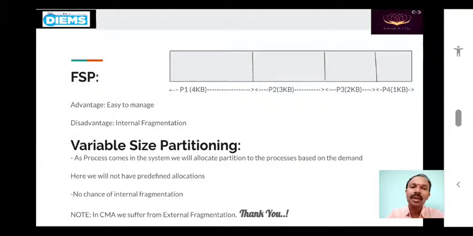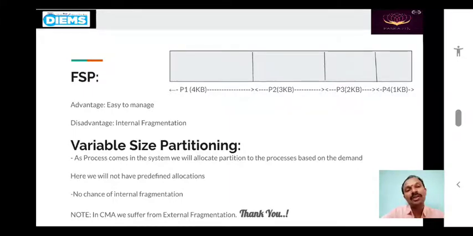Now in fixed size partitioning there are some advantages: it is easy to manage because the partition sizes are fixed, right? Disadvantages: it suffers from internal fragmentation. Now let us try to solve the problem of internal fragmentation. That is done with the help of the variable size partitioning scheme, and the diagram above is drawn for variable size partitioning only. Now what is the difference between fixed size partitioning and variable size partitioning?